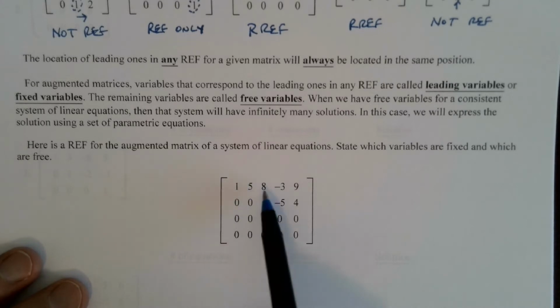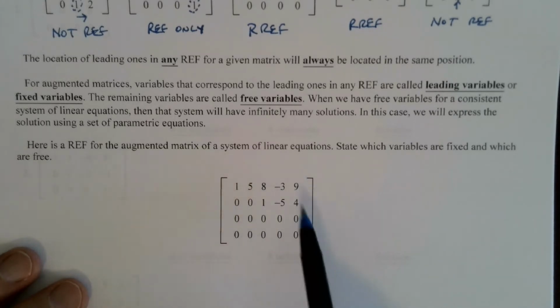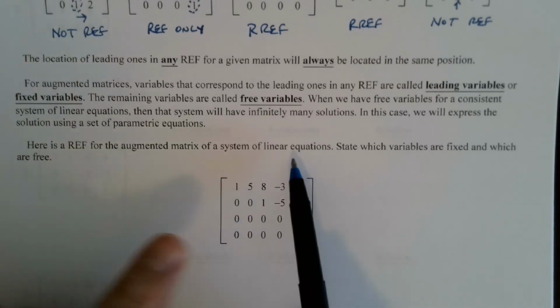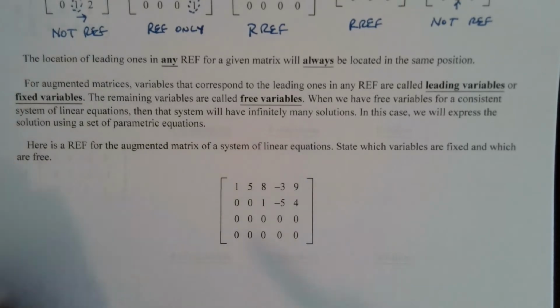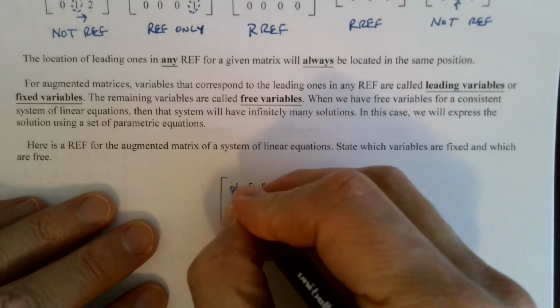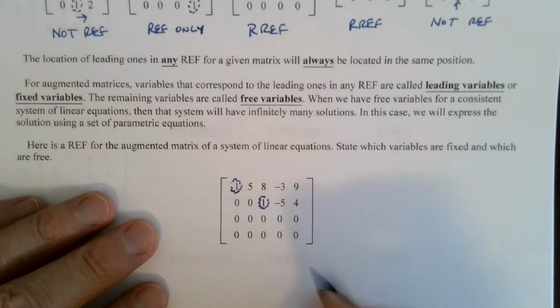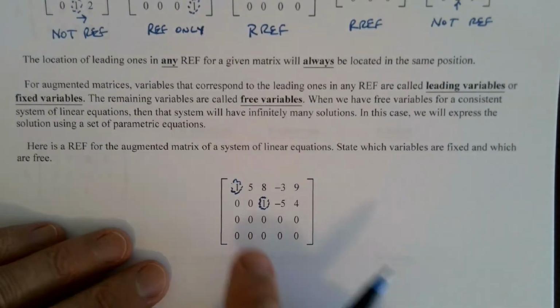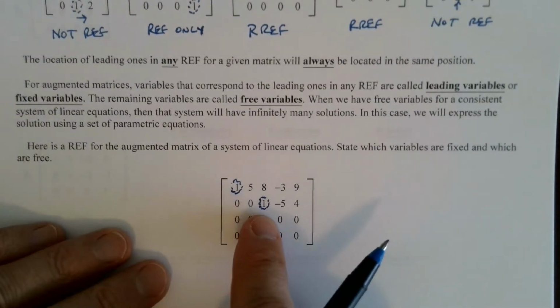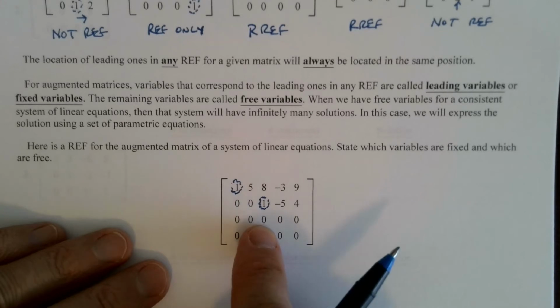There's 1, 2, 3, 4, 5 columns. This last column's for the constants. So there's 4 variables, 4 equations, 4 unknowns. And let me circle the leading ones. Here's a leading one, and here's a leading one. The leading ones are in the 3rd and 4th rows. And so it's not reduced row echelon form, but it's row echelon form.